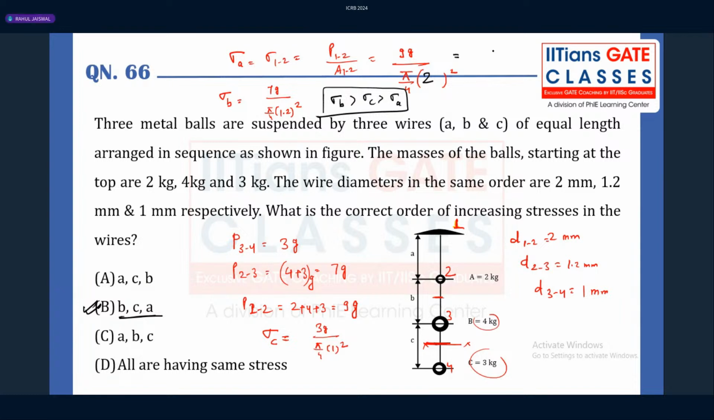9 by 4. If you see the 9 by 4, 2.25, G by pi by 4, something I'm calling constant, for example. Sigma B, what is the sigma C? 7 by 1.2 whole square. It is 4.86, for example. What about sigma C? It is 3. So you can compare the coefficient. Sigma B is more than sigma C, least will be A. Right?